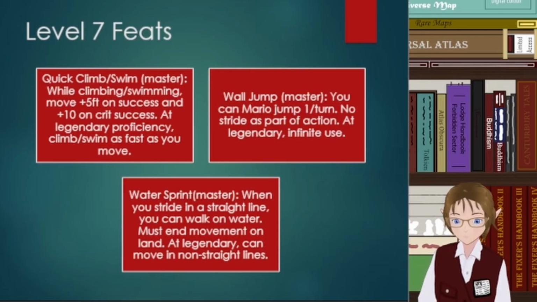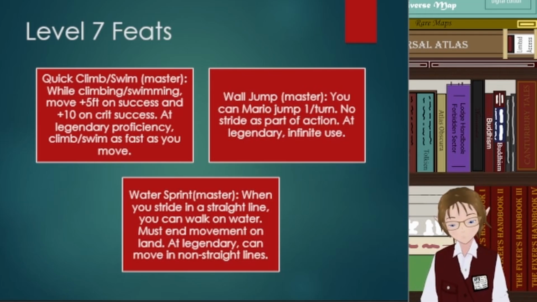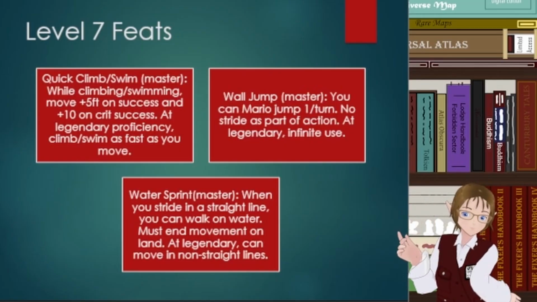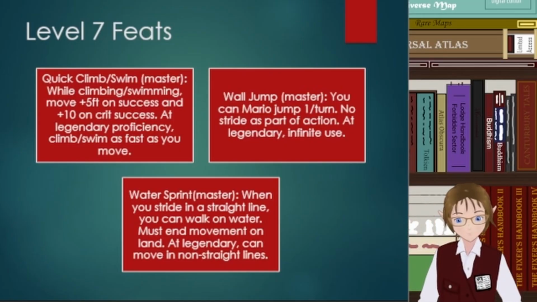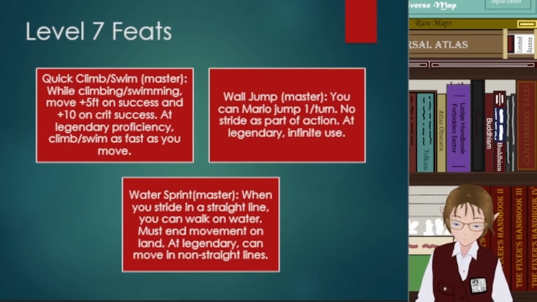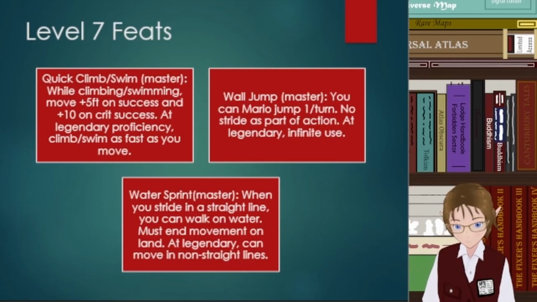Wall Jump is a feat which requires Master Proficiency. The best way I can explain it is it basically lets you Mario jump once a turn. So if you are standing between 2 walls, you can jump from one wall to the other to the other. You do not have to use stride as part of this action, and at Legendary Proficiency in Athletics, you have infinite uses of this. So basically, you can do exactly what Mario does by that point.